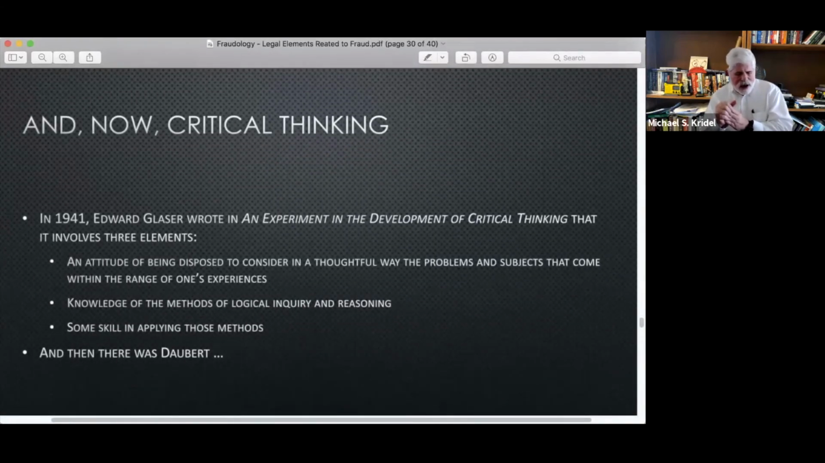Now, I'm not going to spend a lot of time on this because you can look at this on your own. Critical thinking is part of that deductive and inductive reasoning. It's an attitude of being disposed to consider in a thoughtful way problems and subjects that come within range of your expertise. Critical thinking is what they teach in schools, in elementary schools, and primary schools for children. Knowledge of methods of logical inquiry and reasoning, that's called investigation. It's called interviewing. And some skill in applying those methods. And then I put there, for those of you in the United States, then there was Daubert, which changed the entire game as to what that level is in the United States for expert testimony. Next slide.